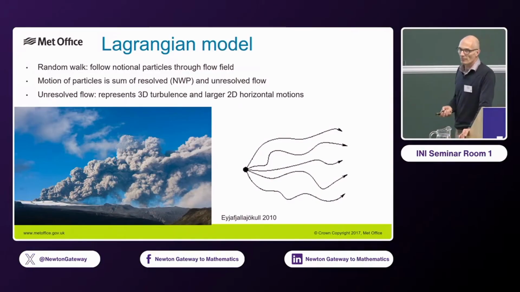So this gives you a sort of intuitive feel for what the Lagrangian model is doing. Here on the left is a volcano, and you can imagine tracking random particles through the flow that come from the source of the volcano. The motion of these particles is the sum of the flow field that comes from the weather forecasting model, which is just interpolated to the particle's position, plus a random increment that accounts for the subgrid scale processes, particularly the turbulent eddies that the weather forecasting model is not resolving.